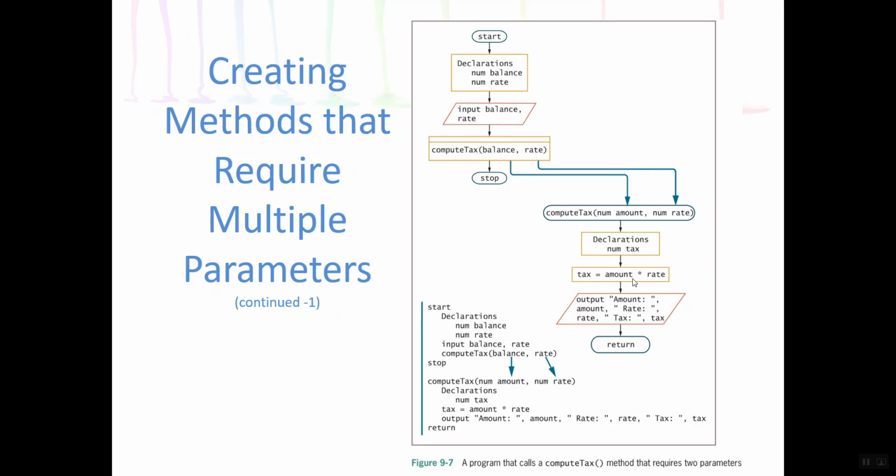And notice it does not refer to it as balance. Balance is not defined in compute tax. It refers to it as amount. And finally, it outputs it. So we have the same thing down here written in pseudocode where we have two arguments. I do want to point out in your argument list, you never list the data types, just the values that you're passing. It is in the definition of the method where we have the parameter list, and that does include the data types.